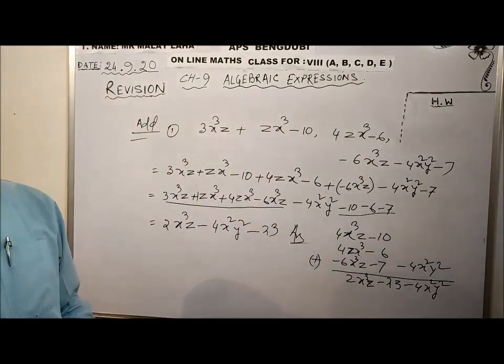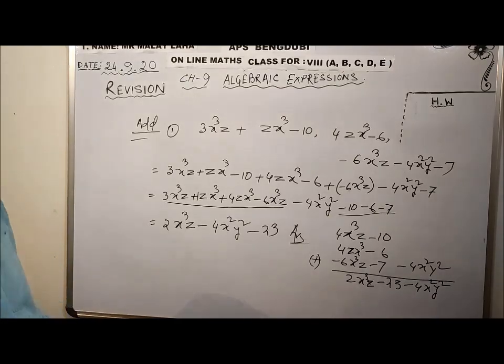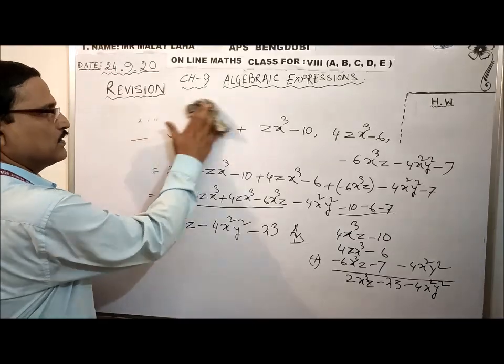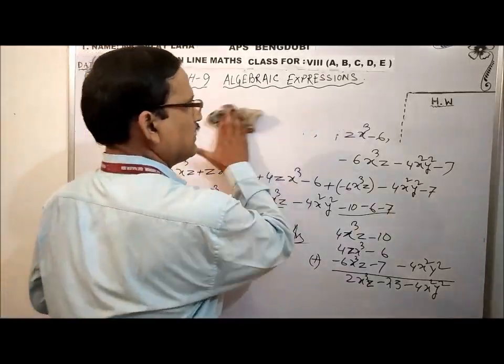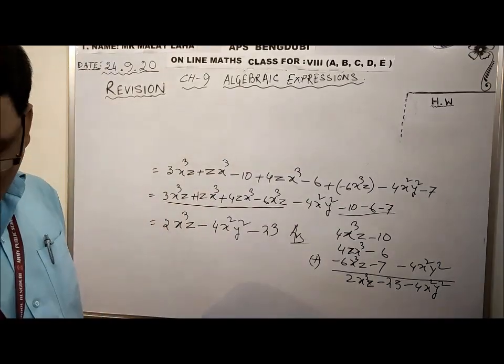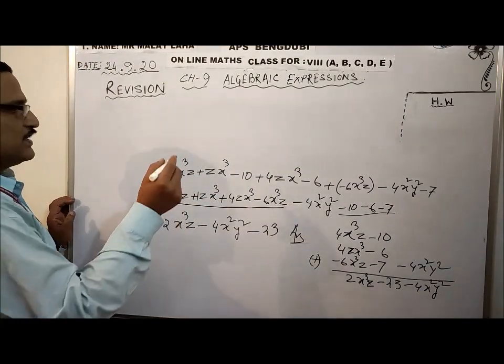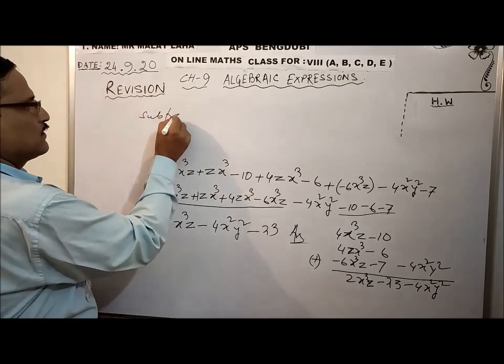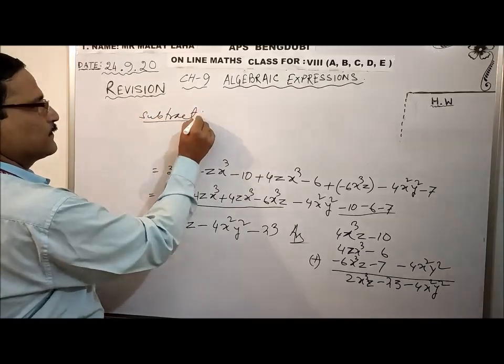Okay, the same question in two methods. Now this is related to addition. Now I am doing subtraction. You have to remember when the subtraction word is there, what to do and how to do it. Horizontal is the best way. Subtract.